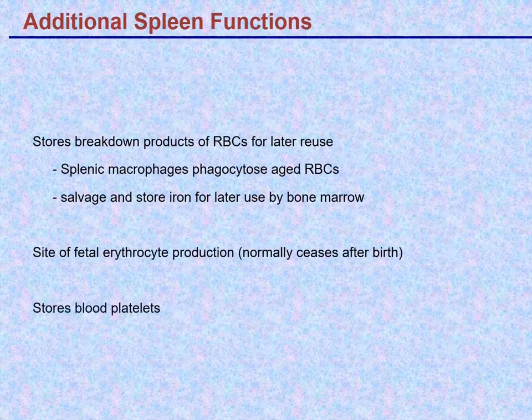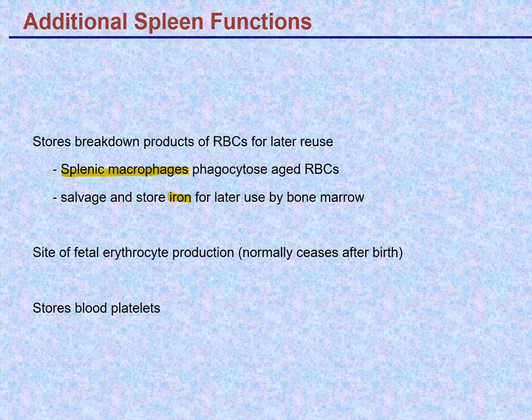There are other functions associated with the spleen. It also is the site of breakdown of older red blood cells. Red cells don't live forever. They have a lifespan of about 100 to 120 days, and then they get older and they're taken up by macrophages in the spleen and get phagocytosed and chopped up. Any stored iron, and the iron associated with the heme group in the hemoglobin, will be exported out and used by the bone marrow to make new red cells with new hemoglobin in it.